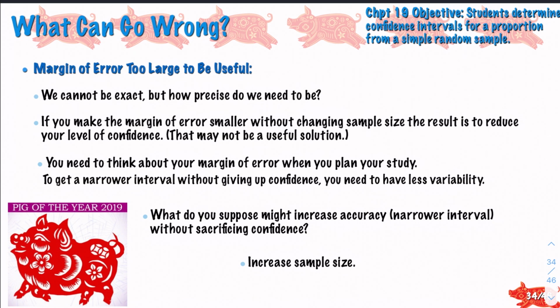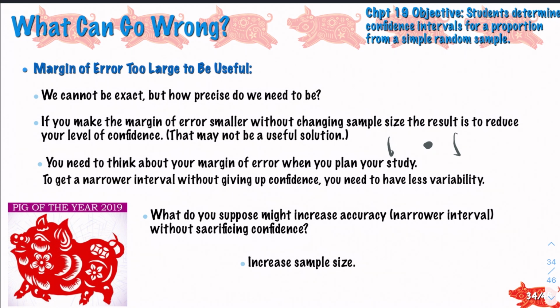If we're only 68% confident that our true population proportion is there, then it's not very helpful. So you need to think about your margin of error when you plan your study. To get a narrower interval without giving up confidence, you need to have less variability.